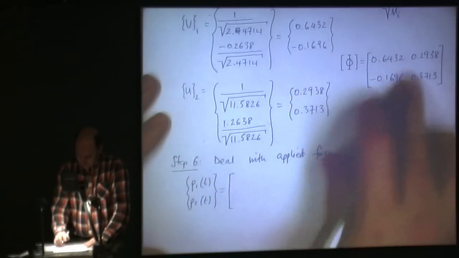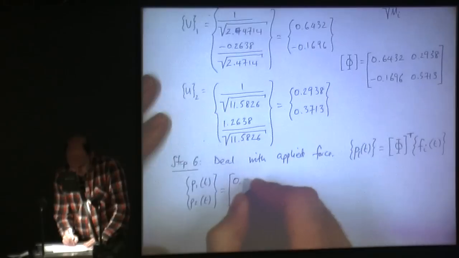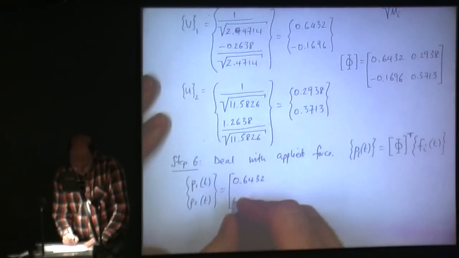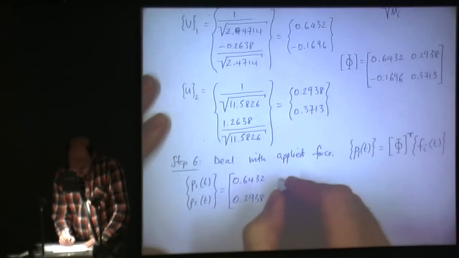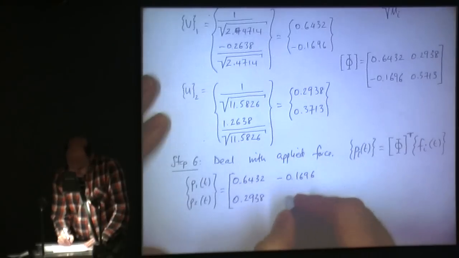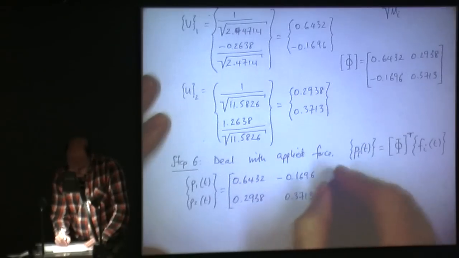take the transpose of our modal matrix, so the diagonals stay the same, 0.6432 and 0.3713, but the off diagonals swap positions. So down here we've got 0.2938, and here we've got minus 0.1696.